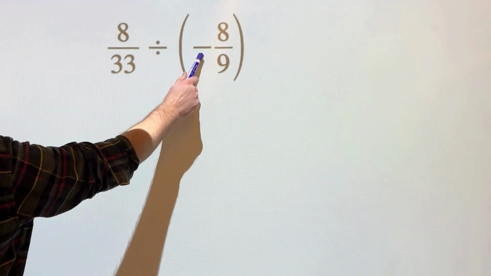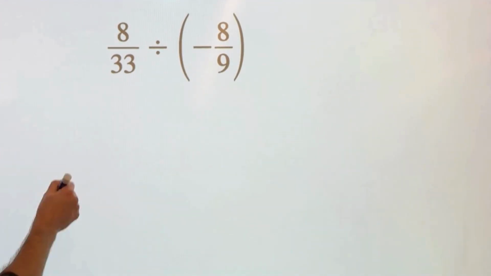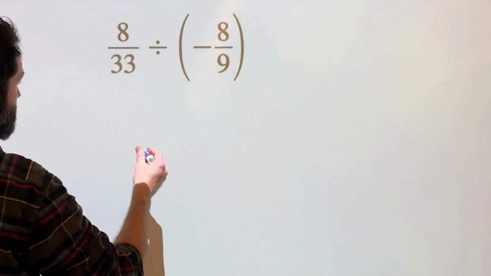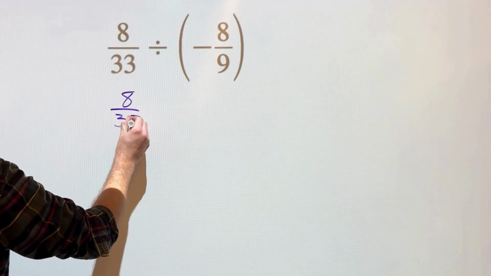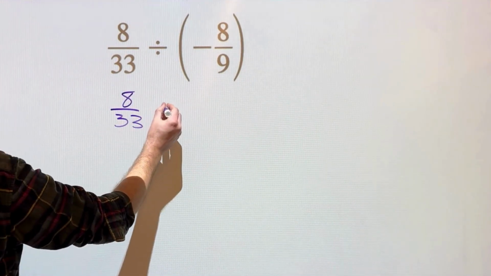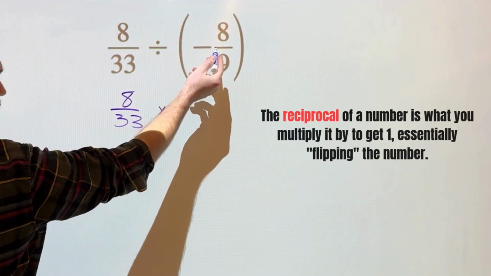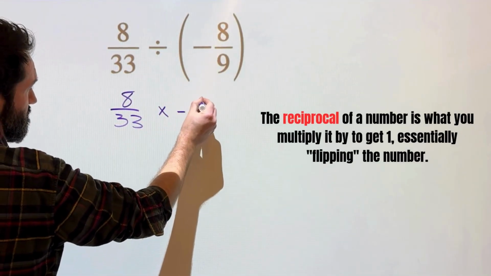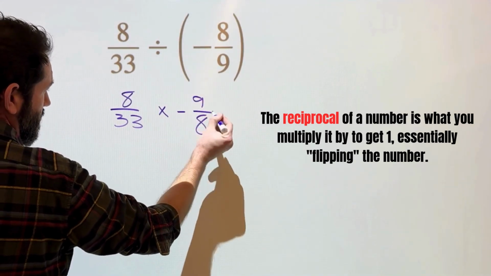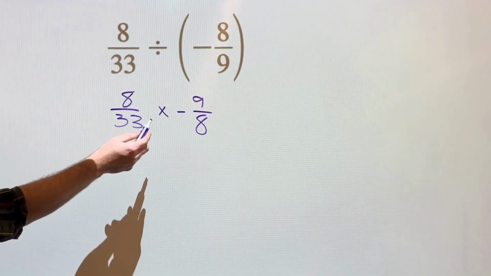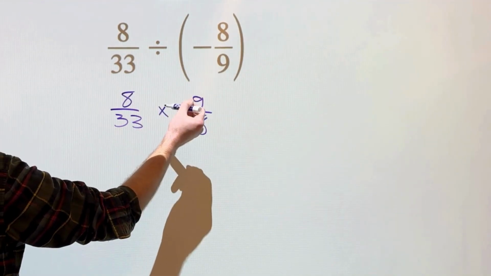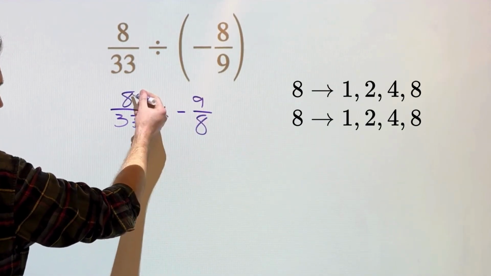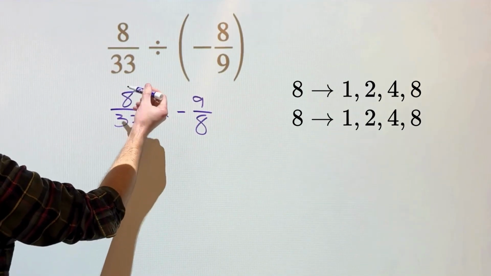8/33 divided by -8/9. So keep, change, flip. So we'll keep 8/33, change division to multiplication, and then multiply by its reciprocal, which is -9/8. Now, we're going to look for any cross canceling. So any common factors with the numerator and denominator, right? Numerator and denominator, numerator and denominator.